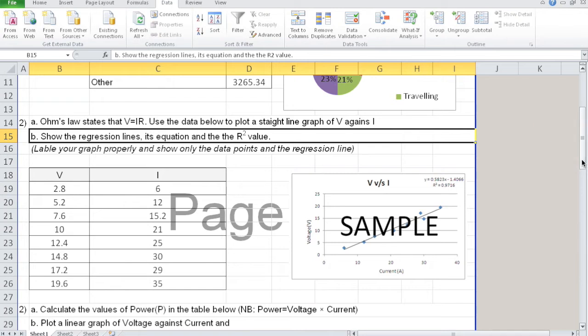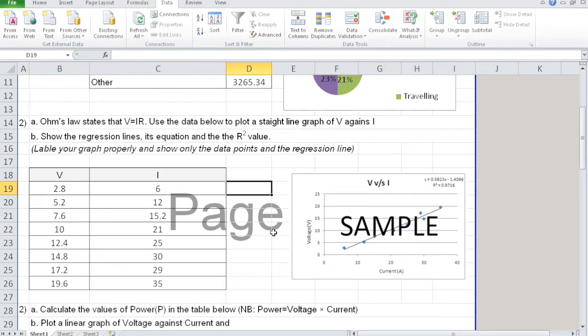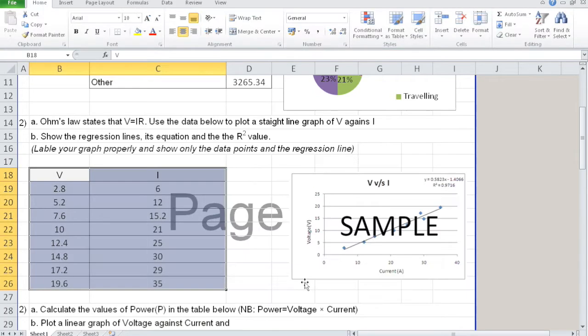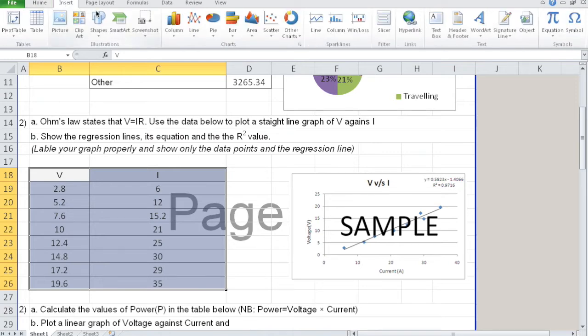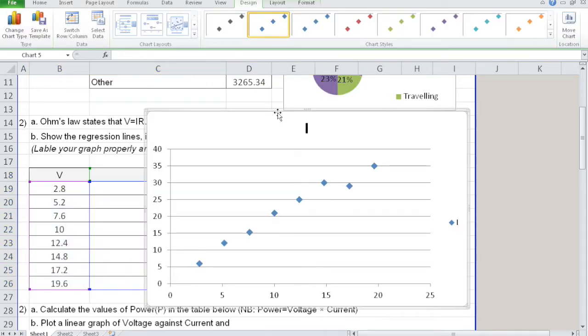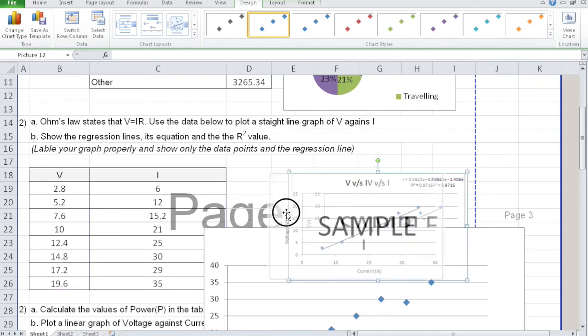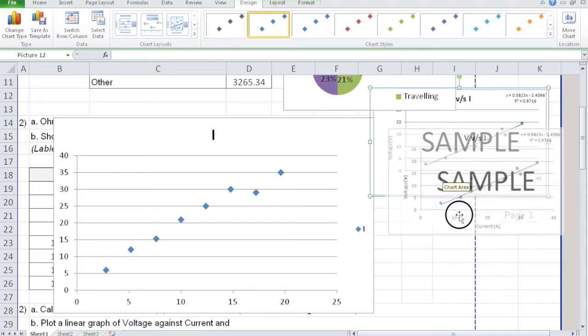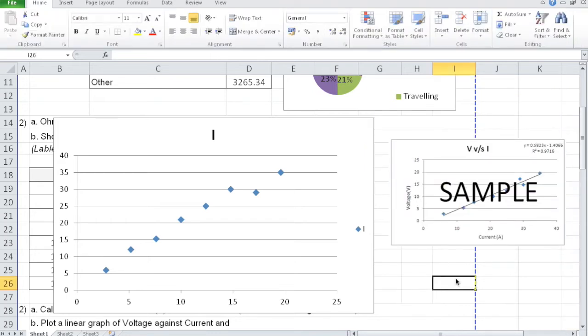Okay. The next one, you need to plot a graph of voltage against current. Once again, you just highlight. You need to plot a scatter graph, not the line graph. So you insert, instead of a line graph, you go to scatter graph. So you can go in here and select this one, and already it looks more or less the same. I'm just going to put that there, put this here so that you can see.